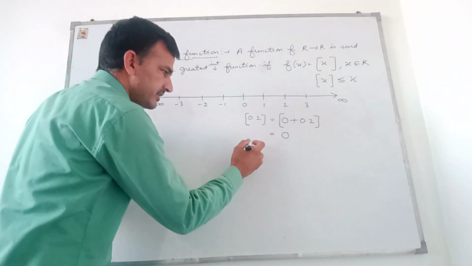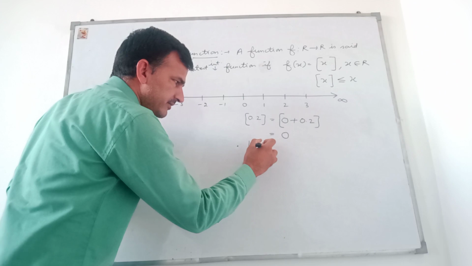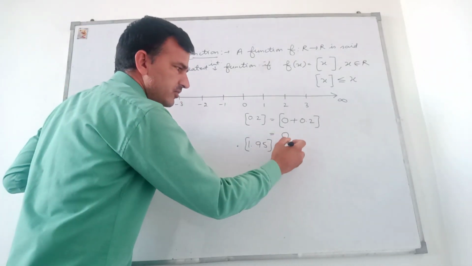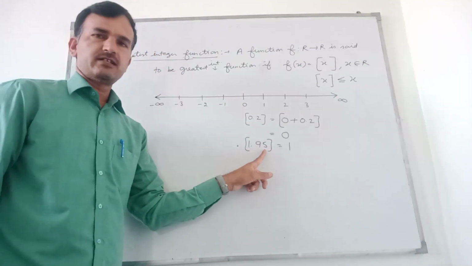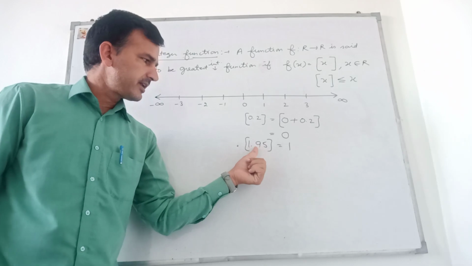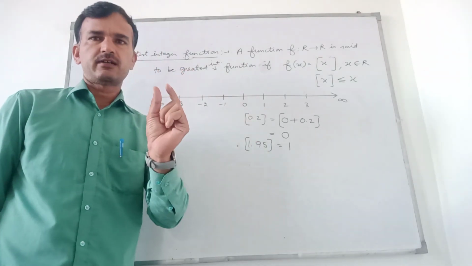Now we take 1.95. In this number, only 1 is the integer and 0.95 is the fraction part.